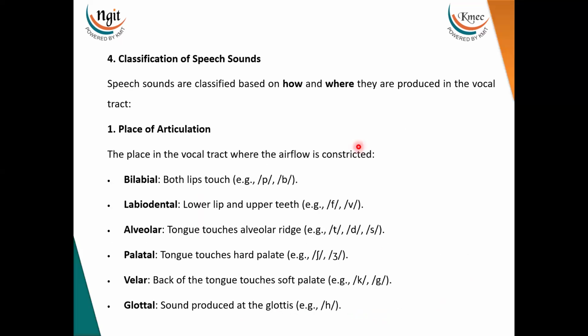Next, classification of speech sounds. Speech sounds are classified based on how and where they are produced in the vocal tract. So its origin, in which particular articulator, is what your classification of speech sounds speaks about. So, place of articulation.